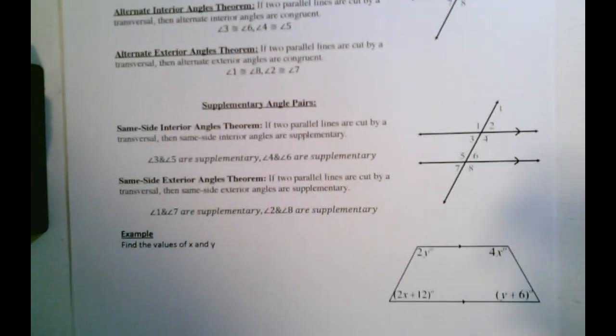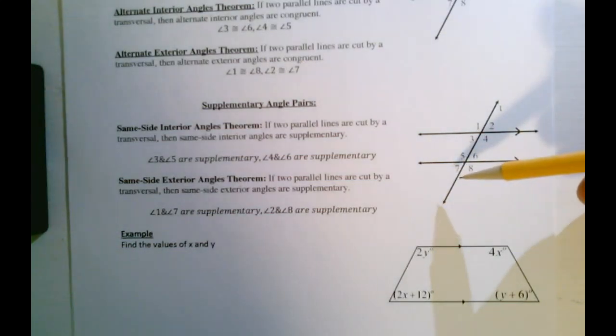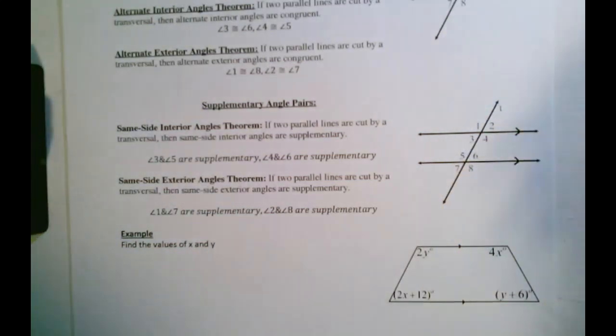Then there are also supplementary angle pairs. Things like 1 and 7 are same side exterior, so they would be supplementary because of that, and 3 and 5 are same side interior because they're on the same side of the transversal, and in this instance they would also be supplementary. So we're going to see how those, along with the triangle sum theorem and exterior angles of a triangle, apply to systems of equations in geometry.